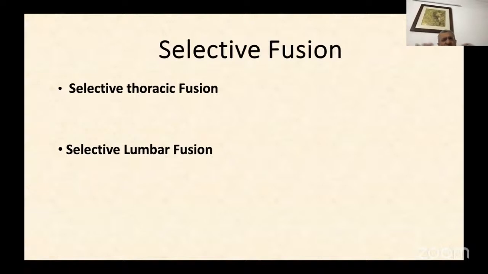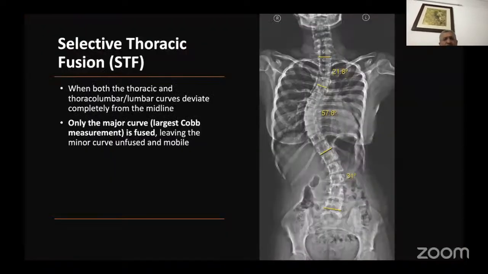Therefore, when you take selective fusion per se, you can divide them into selective thoracic fusion for type 1 to 4 curves and selective lumbar fusions for type 5 to 6 curves of Lenke classification system. Basically, to explain, when you have got 2 curves, the thoracic and the thoracolumbar curves, both have deviated from the midline. If you use only the major curve, for example, the thoracic curve in this picture, leaving the minor curve unfused and mobile, the whole idea is to keep the lumbar curve as mobile as possible.